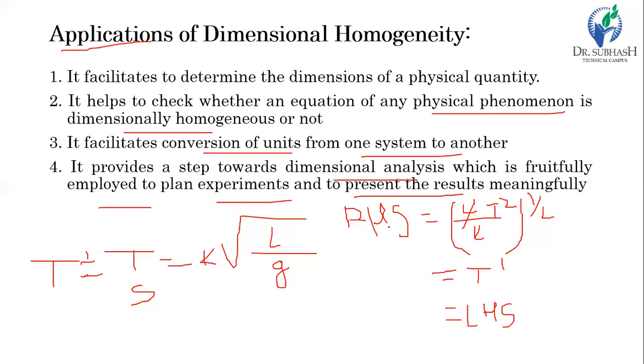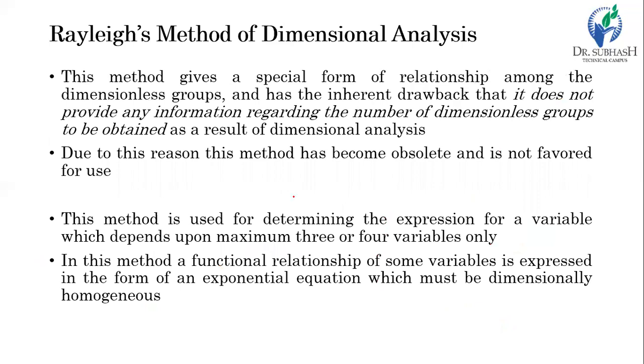Now let's see one method for dimensional analysis. The first method is the Rayleigh method. There are many pronunciations for this spelling, because it is a non-Indian spelling. So Indians always have a little difficulty pronouncing Rayleigh method. This method gives a special form of relationship among the dimensionless groups and has an inherent drawback.